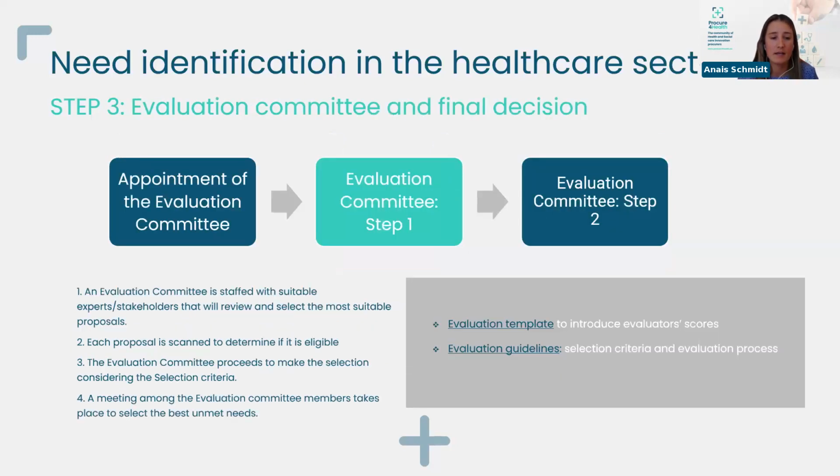Then you have to move to the evaluation. So you have to identify an evaluation committee, so a team of experts that will be evaluating the proposals submitted, and then take this final decision. So first, identify the evaluation committee, and then evaluate the proposals in 2 steps. So here you have also the evaluation template to introduce evaluator scores and the guidelines. So in the guidelines, you have to outline the selection criteria and the evaluation process they have to follow.